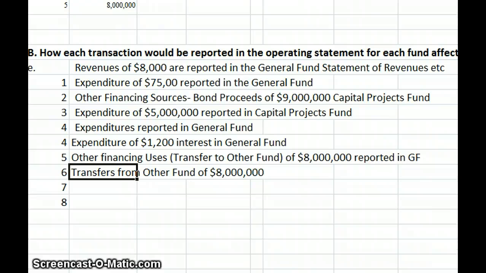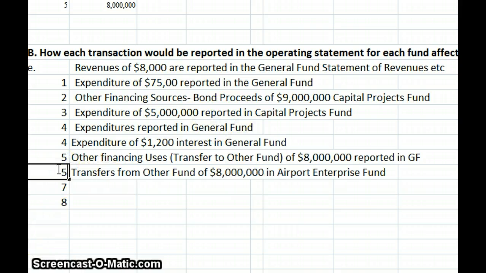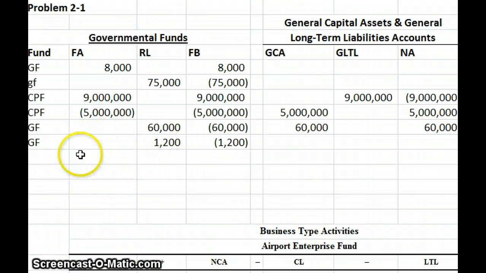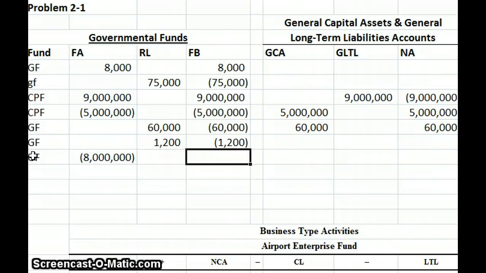Transfer from other funds into our airport enterprise fund. And enterprise funds are run on a for-profit basis, basically. And so this is still going to be 5. And up top, our entries are going to look like this. We're going to have our general fund, which is going to show a decrease of $8 million, which is transfer that money out, which of course then will reduce our fund balance by $8 million.